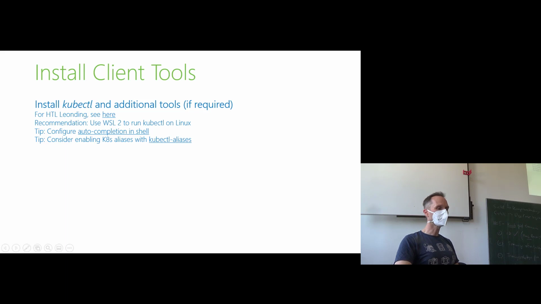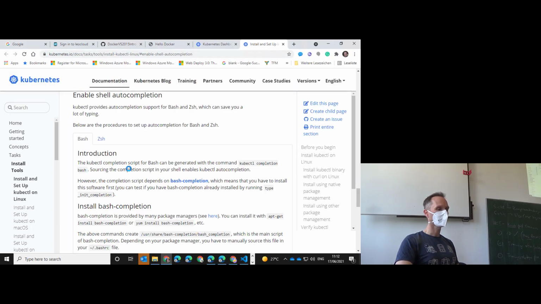Awesome. There is a description for our school's Kubernetes cluster. You can find the link here. I recommend using the WSL, the Windows Subsystem for Linux, if you run a Windows computer. And I have two tips for you. First, I encourage you to give the auto-completion a try. There is a description of what you can do, and that gives you auto-completion in the console.